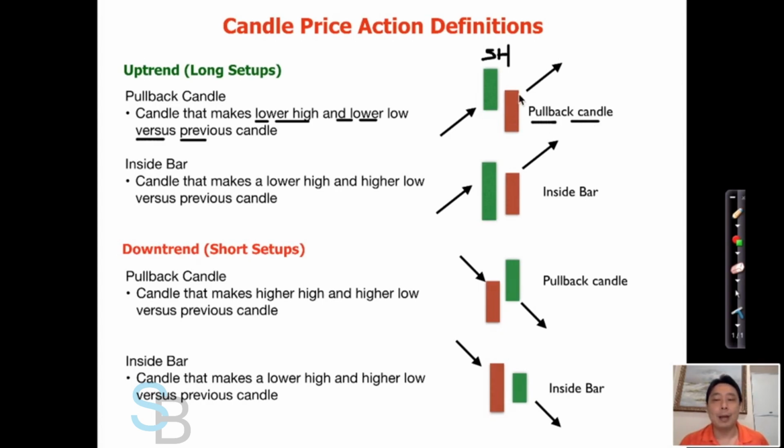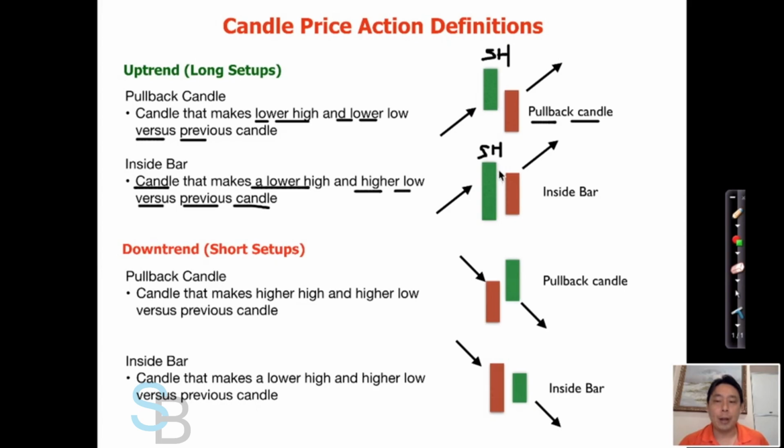Now, it doesn't have to be a red candle. It could be a green candle. Doesn't matter. What matters is it makes a lower high and a lower low. Next, what's an inside bar candle? An inside bar is a candle that makes a lower high, but this time a higher low as compared to the previous candle. So once again, we're going up. It's an uptrend. We're going to go long. And follow the arrows, we've got a swing high over here.